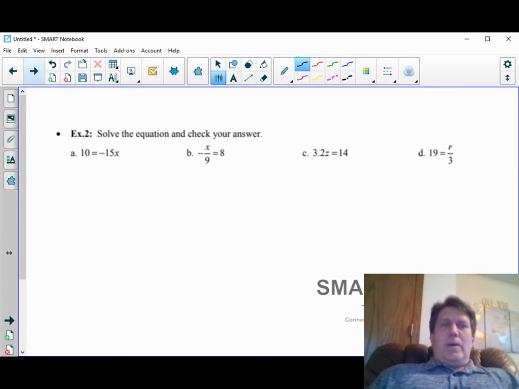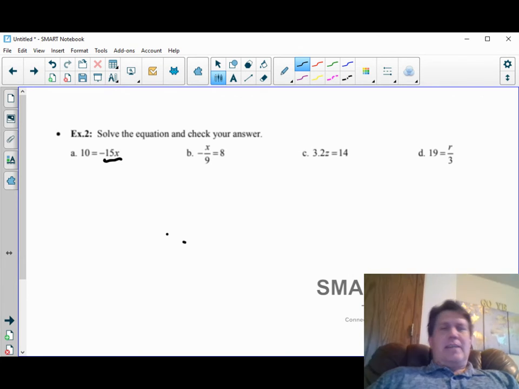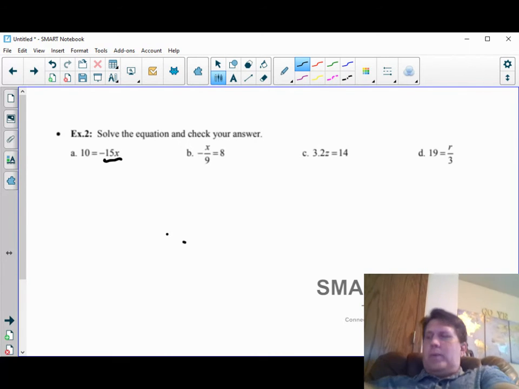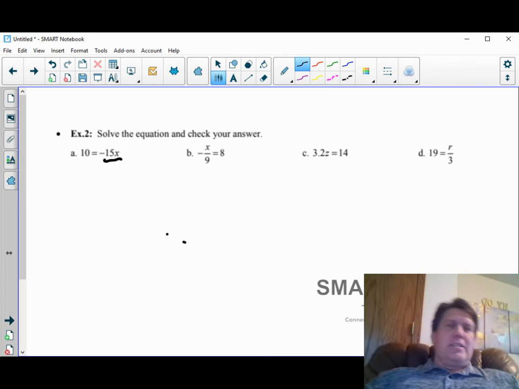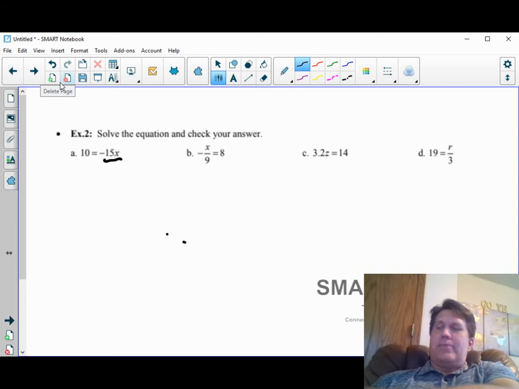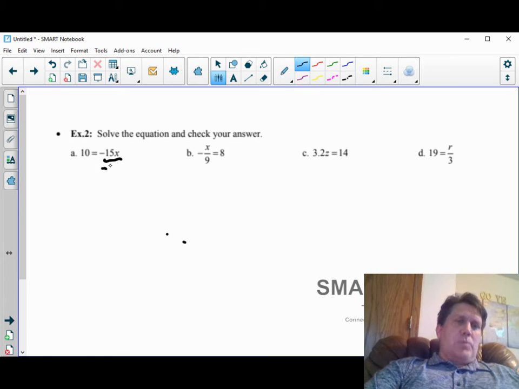Okay, now the next one, again, we have to do the inverse operation. On there, everything was addition and subtraction. Here we've got an x on the right side, but what we want to do is get that x by itself. What is happening to that x? We're not going to add 15. It is a negative 15, but adding 15 won't get rid of that 15 because the 15 is right next to the x. So what we want to do is divide by negative 15.